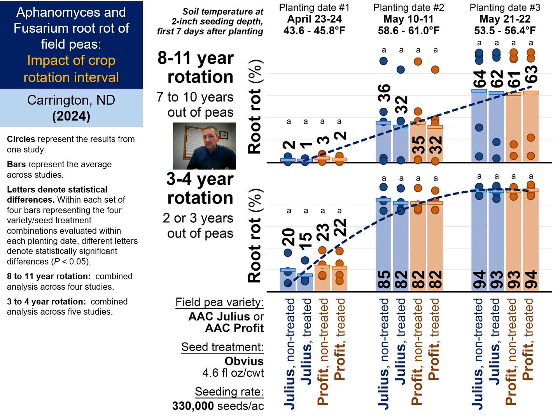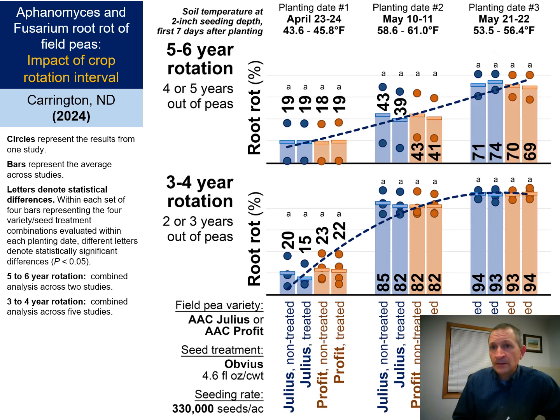But notice the penalty you get for late planting here. The root rot severity is off the charts if you didn't get in early, and you're looking at only a slightly over 2-week delay here. Yet if you're on that broader crop rotation interval, notice that it's a little more forgiving with late planting. And so here you are comparing that 3 to 4 year rotation versus a 5 to 6 year rotation.